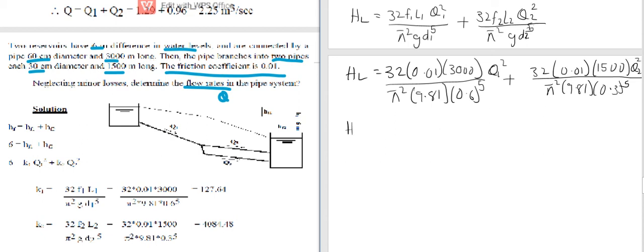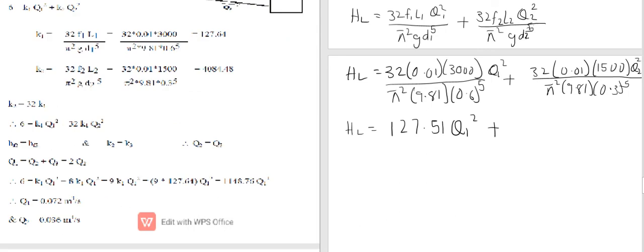And using my calculator now, I get 127.51 Q1 square plus 4084.48 Q2 square. You can see that these answers tally with the answers that I got here. So this is our first expression. Let's call this equation 1.